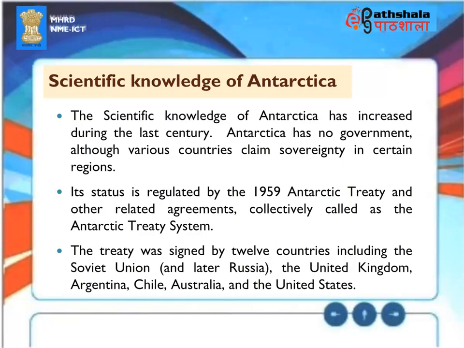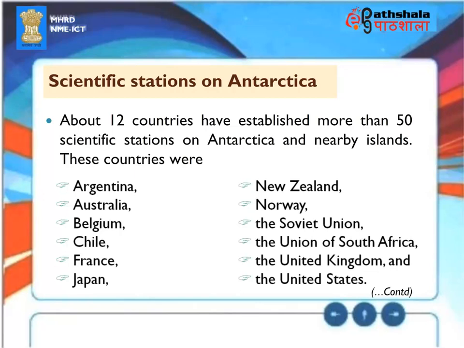Scientific knowledge of Antarctica. The scientific knowledge of Antarctica has increased during the last century. Antarctica has no government, although various countries claim sovereignty in certain regions. Its status is regulated by the 1959 Antarctic Treaty and other related agreements, collectively called the Antarctic Treaty System. The treaty was signed by 12 countries, including the Soviet Union and later Russia, the United Kingdom, Argentina, Chile, Australia, and the United States.